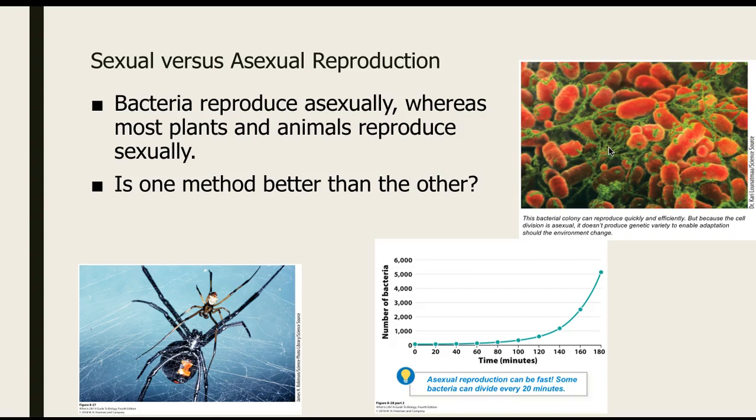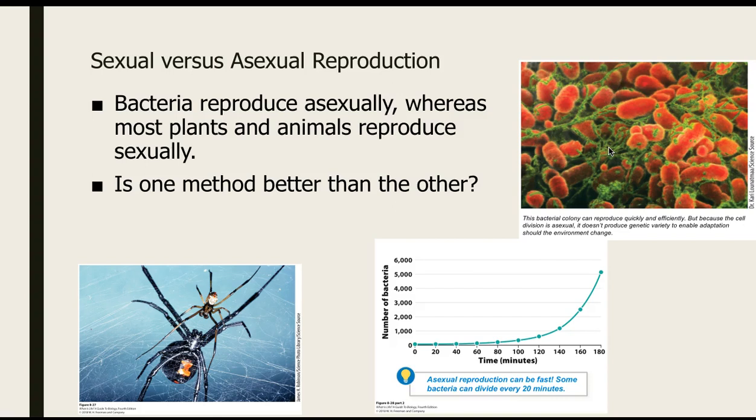But what happens if the environment changes? Well, if you're reproducing asexually, then you will have the same exact genes as your parent. And if the environment changes, then you might not have the genes you need to survive that environment. If the environment is changing and sexual reproduction is happening, on the other hand, then there's more variation in those offspring, and maybe some of them are going to be able to match the environment a little bit better.